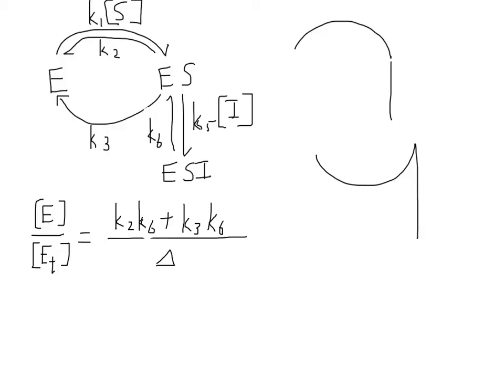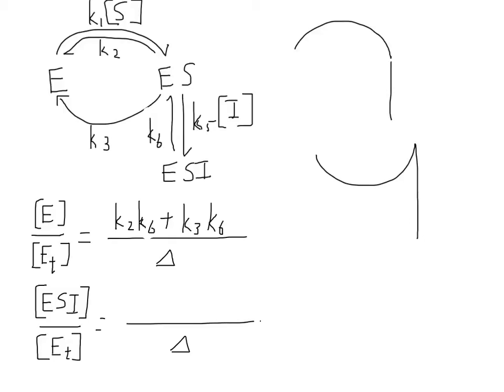Now our next distribution equation is going to be ESI over ET, and that's going to be something over delta. And so now we want to think about the different ways to get to ESI.